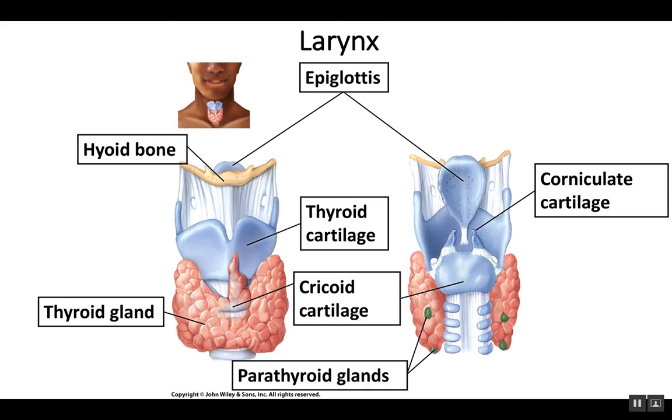There are some smaller cartilages found making up the larynx as well. The corniculate cartilage, the arytenoid cartilage, and there's another pair known as the cuneiform cartilage, which we'll see on the next picture. So a lot of little pieces of cartilage form that larynx. We have to look inside the larynx to note the vocal cords.